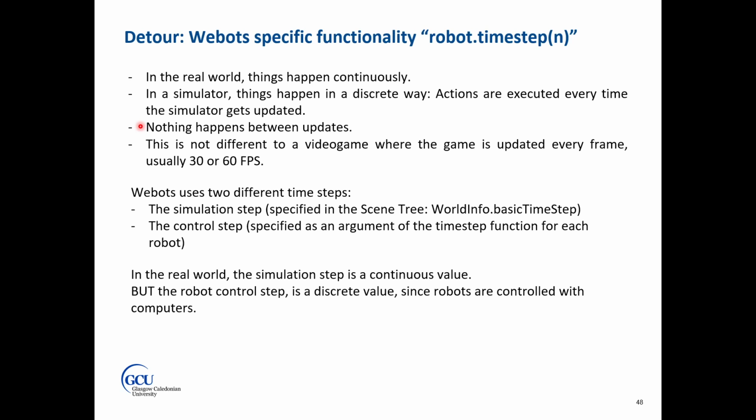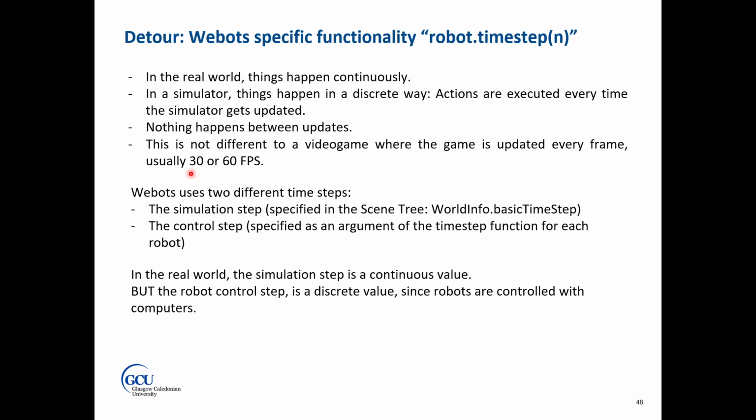And if you play video games, this is no different to the way video games are updated, which is usually every 30 or 60 frames per second. If your computer is not very strong, or if you play a very new game, you will see that sometimes the frame rate is really slow, something like 10. And then you will see the image freezes as it's moving, because that's where the computer is making calculations to show you the next frame. So in a simulation, it's exactly the same.